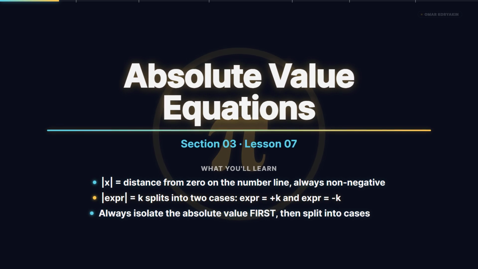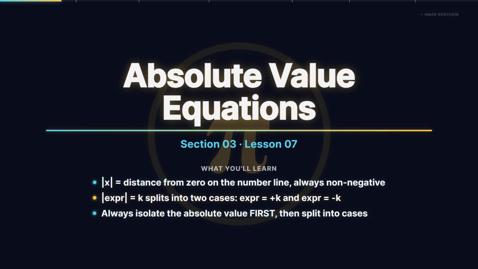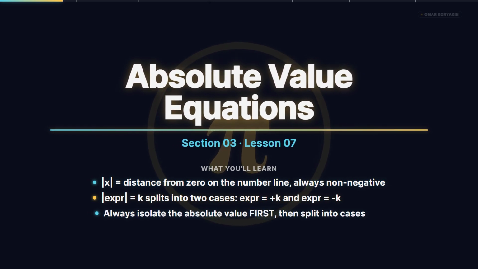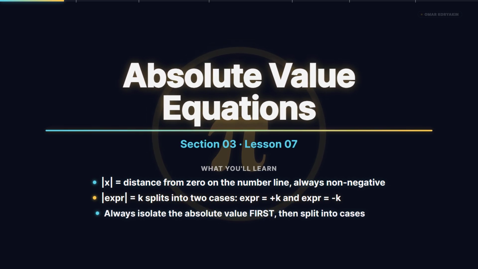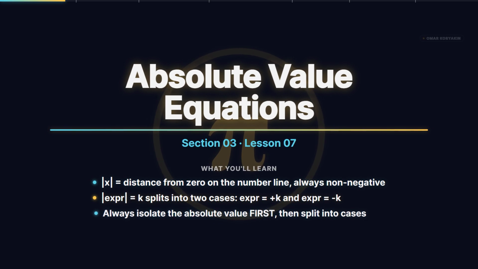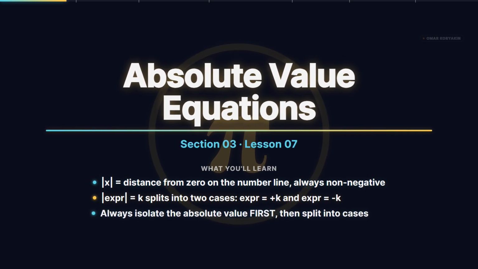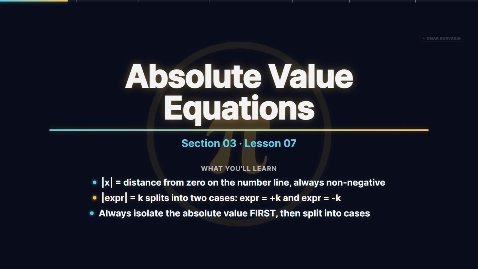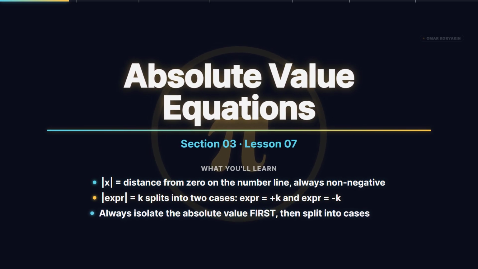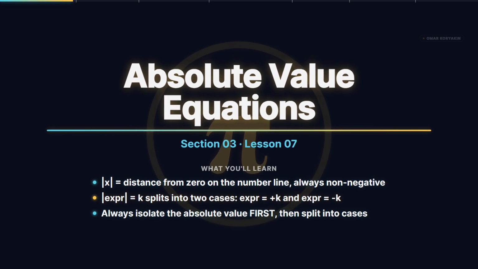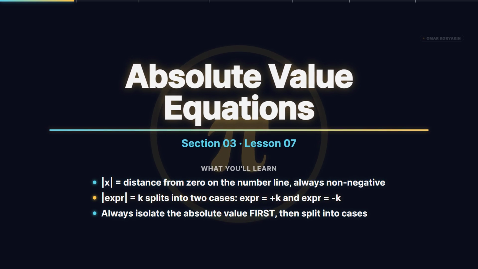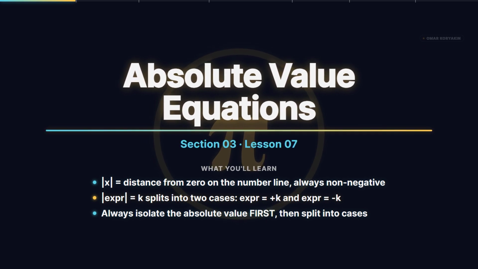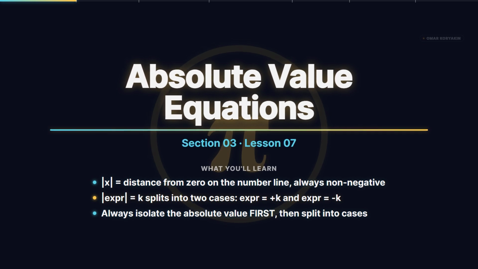Third idea. Always isolate the absolute value expression on one side of the equation before performing the case split. If the equation is 3 times the absolute value of x plus 1, minus 2, equals 10, the first step is to add 2 to both sides and divide by 3 to isolate the absolute value, giving absolute value of x plus 1 equals 4. Only after the absolute value is alone on one side do you perform the case split into x plus 1 equals 4 and x plus 1 equals negative 4. The order is non-negotiable: isolate first, split second. Performing the split before isolation can give wrong answers and confuses the procedure unnecessarily.